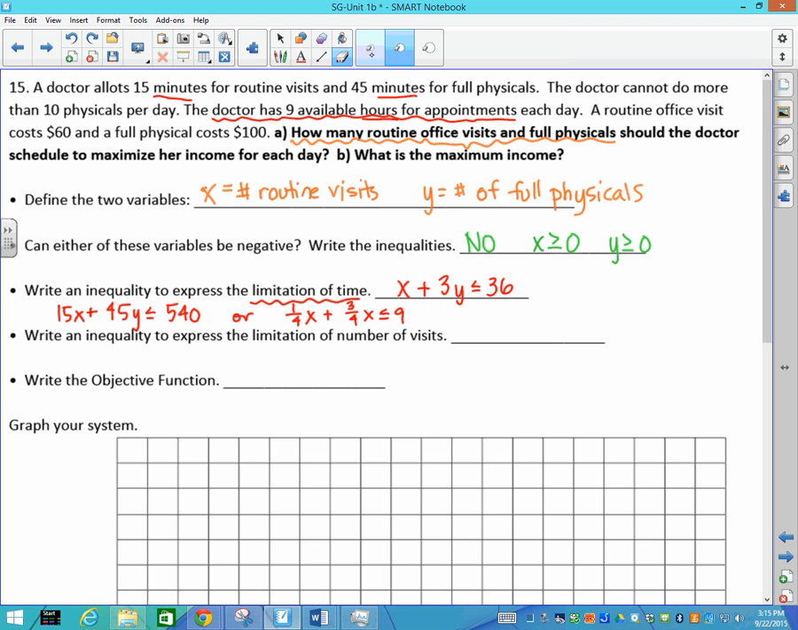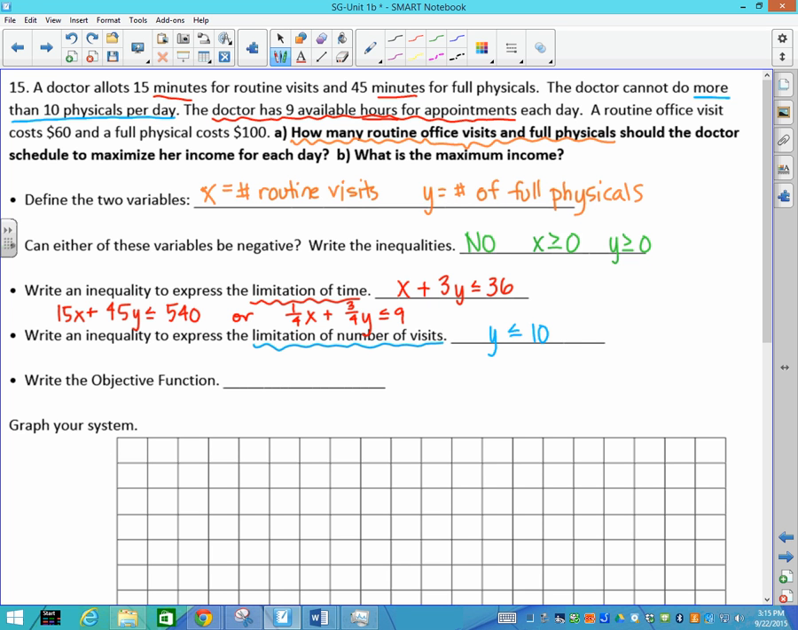Y'all aren't here to tell me when I write the wrong variable, but I noticed that that has an x in it, and that should be a y. Okay? So that is my limitation on time. Now, write an inequality to express the limitation on the number of visits. So where do we read a limitation? The doctor cannot do more than 10 physicals a day. Physicals is the y, and y has to be less than or equal to 10 because she can't do more than 10 a day.